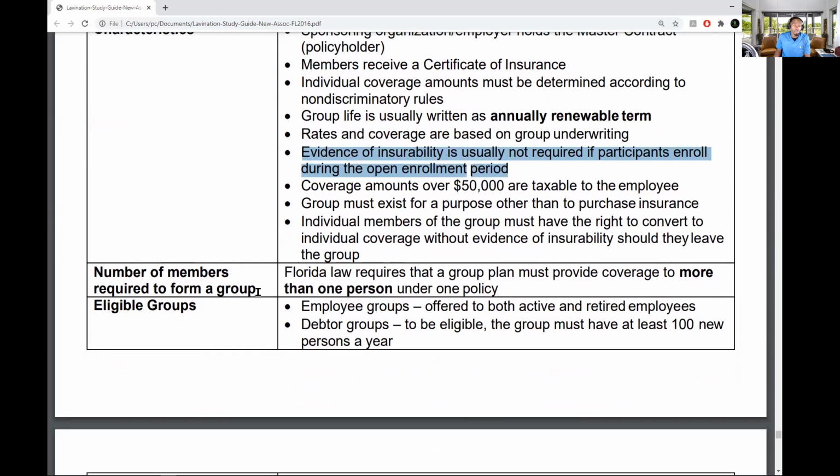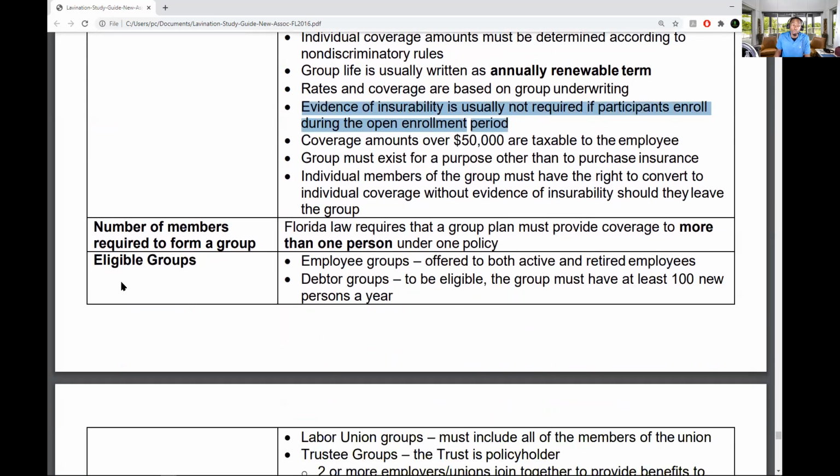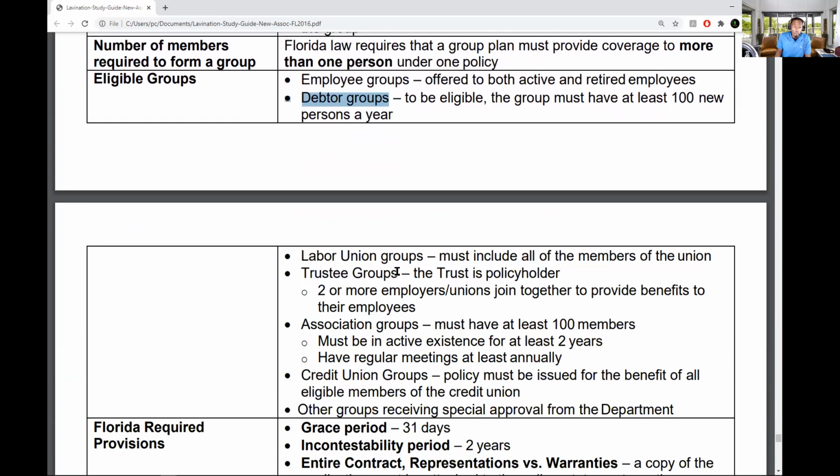Number of members required to form a group. Florida law requires that a group plan provide coverage to no fewer than one person under the group policy. So that's when one person is good, but there are some special groups. Okay, eligible groups. There are some groups that need a number. Employee group: offered to both active and retired employees. A debtor group: to be eligible, the group must have at least 100 new persons a year. So make sure for a debtor group there is a number of 100 in order for them to qualify. Labor union group must include all of the members of the union. So if there's a union, everybody gets it.